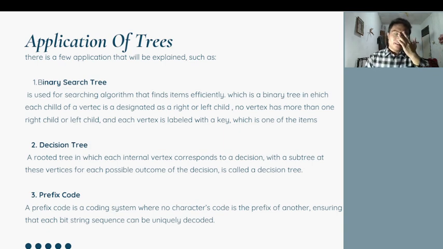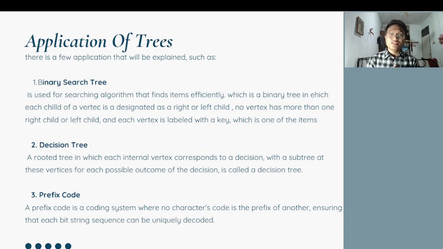Then we have decision tree. A decision tree is a rooted tree in which its internal vertices correspond to a decision, with a subtree at these vertices for each possible outcome of the decision. And then the third one, we have prefix code.